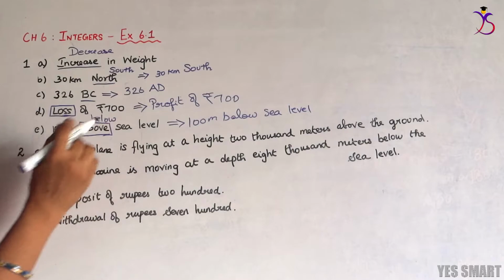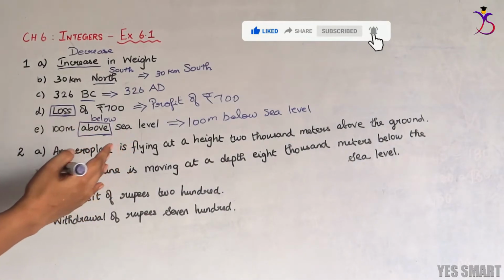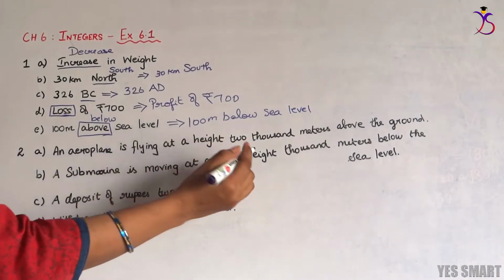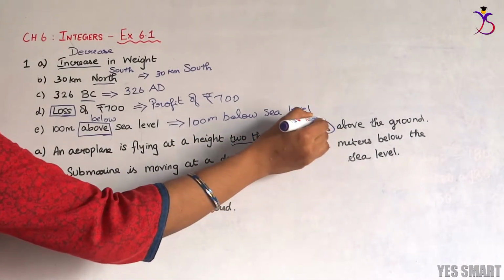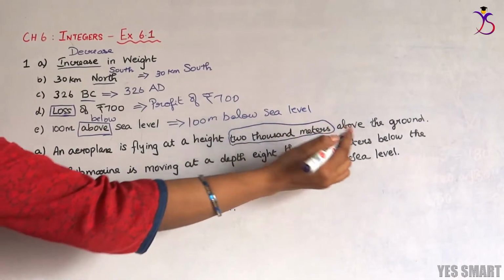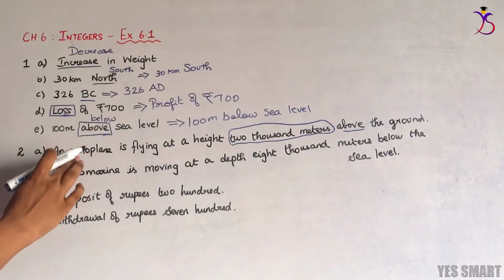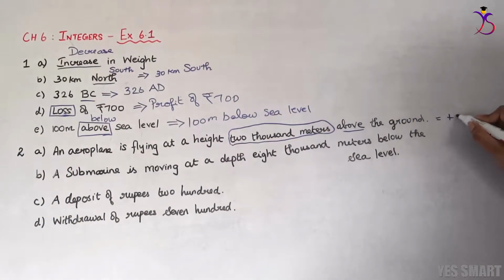Now, moving on to the second sum. In the second sum, they are asking us to represent the given statement as integers. So, we will be figuring out the numbers in the statement and accordingly we will be writing them as integers. To start with subdivision A, an aeroplane is flying at a height of 2000 meters above the ground. So 2000 meters, I am just highlighting it, above the ground. Above is the keyword. Above means it is towards the higher side, therefore it should be plus. Hence the first statement can be represented as plus 2000 meter.